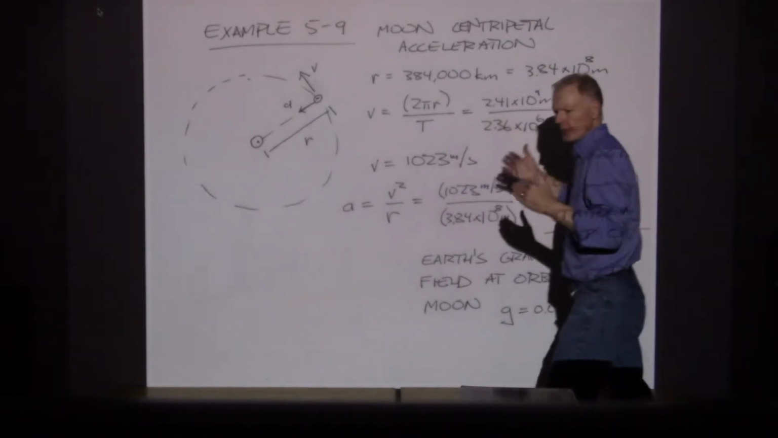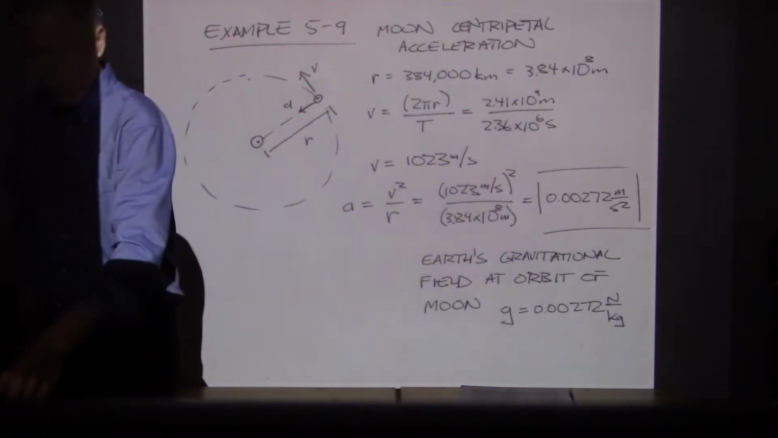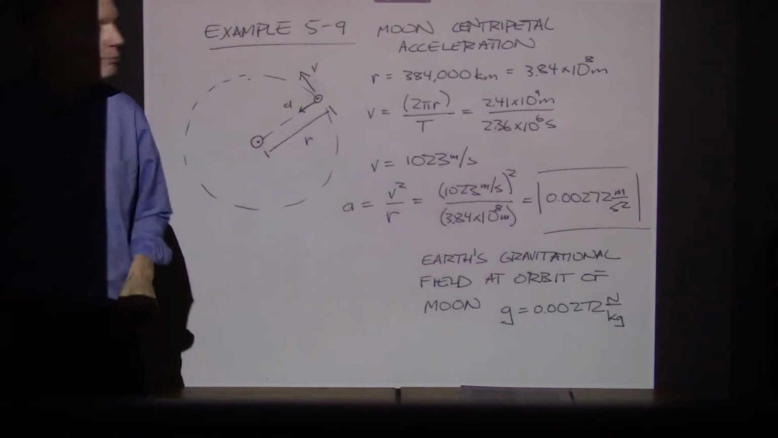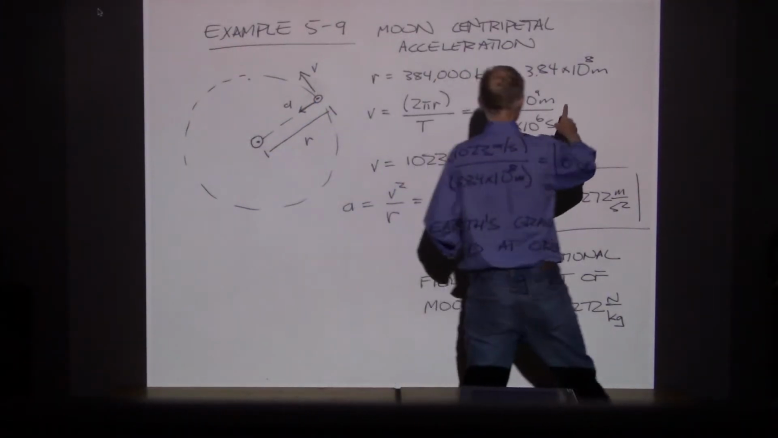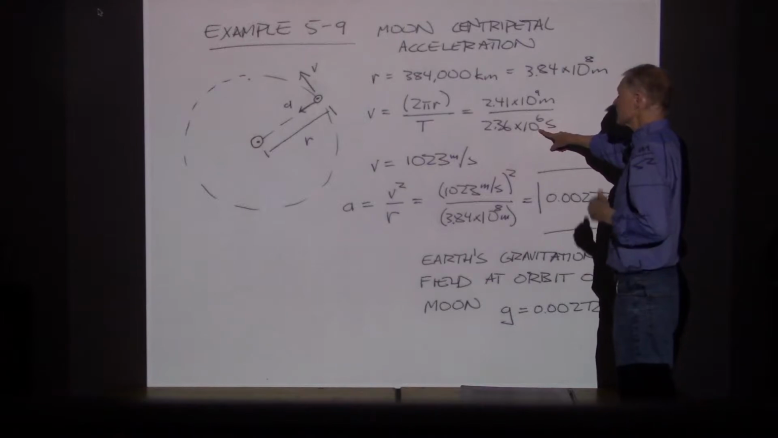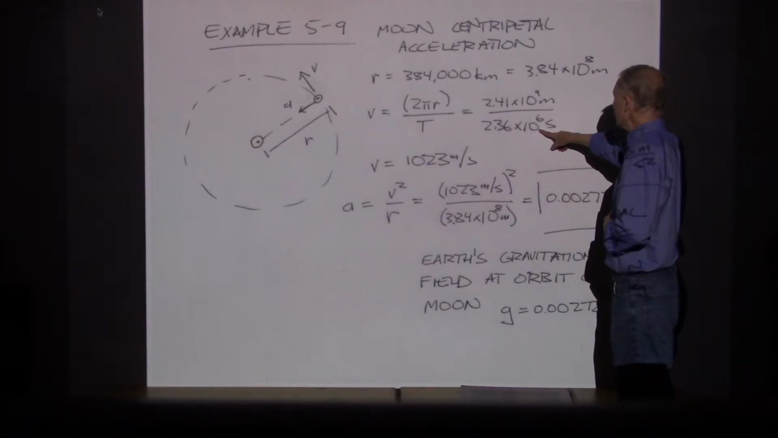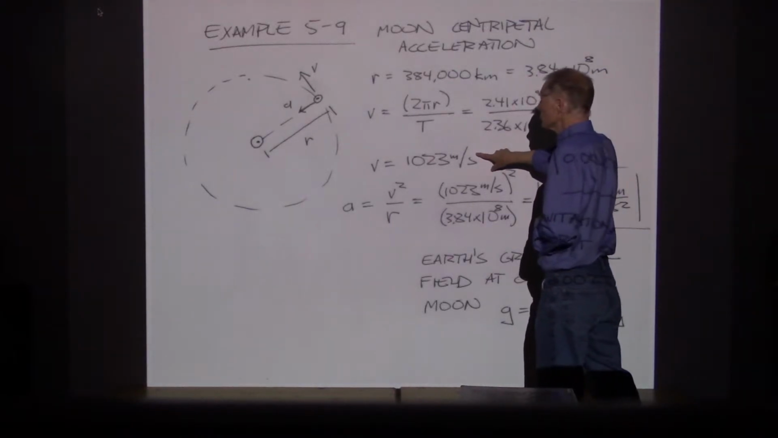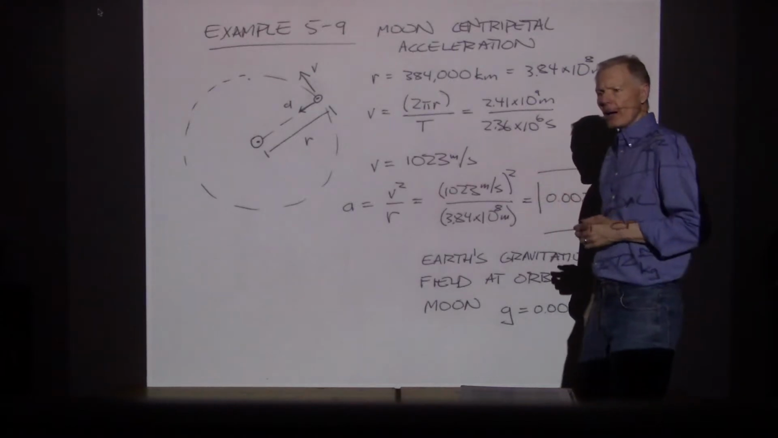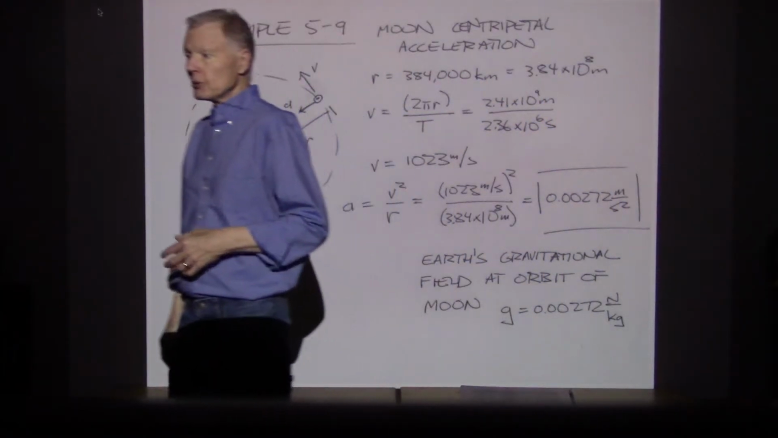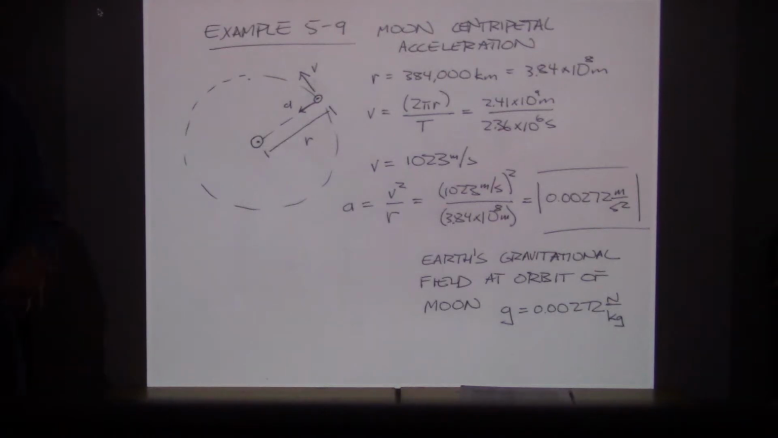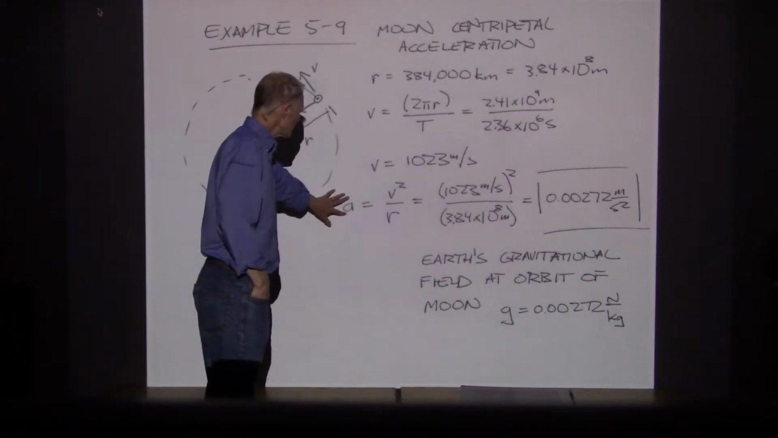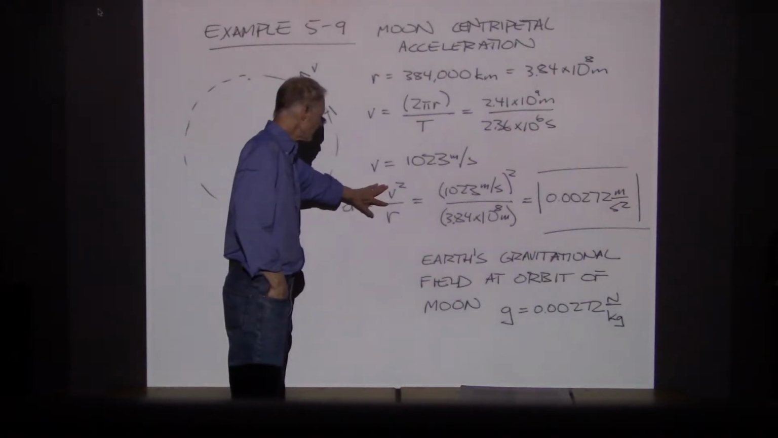The time, the period, required for one orbit was 27.3 days. So at 27.3 days, I converted that into some number of seconds. So take a look, see if that looks correct. And then taking this number, it says the speed of the moon in its orbit is a little over 1,000 meters per second. So that's fast, right? That's quite a good speed here, 1,000 meters a second. To find out what the acceleration is, we can use the formula we derived, v squared over r.